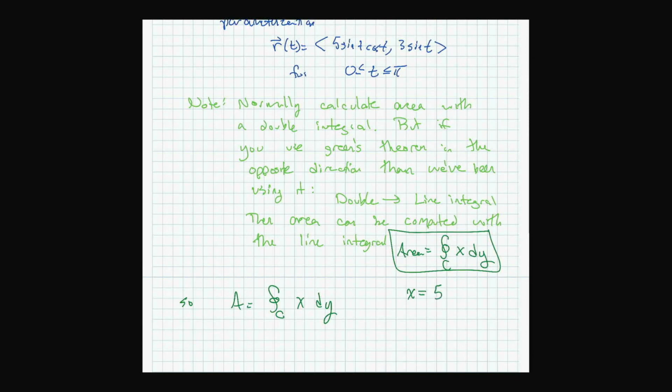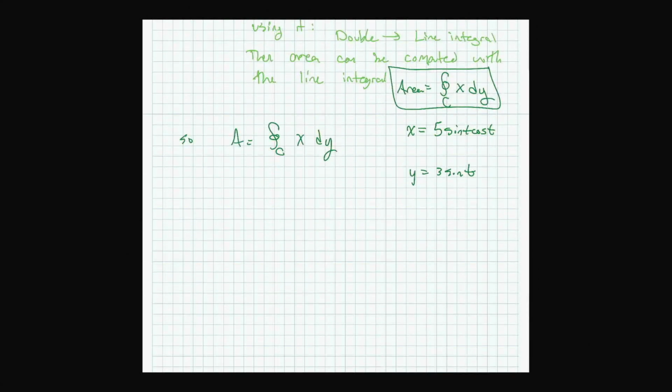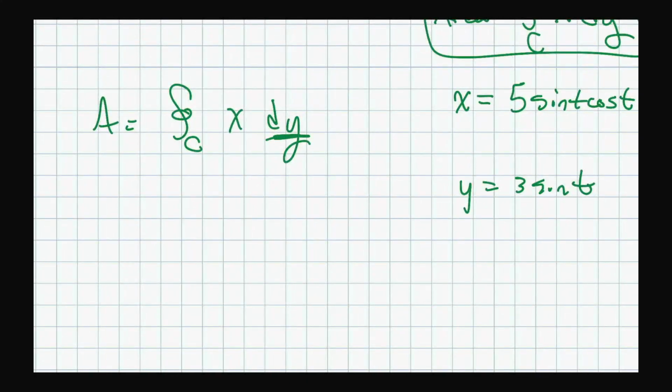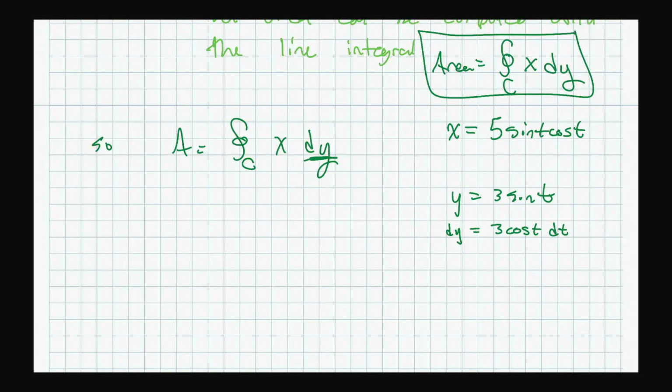you know you have x is given as 5 sine t cos t, right? And you have y as 3 sine t, then it's not going to be hard to find the dy here, right? dy dt is going to be 3 cosine t dt. You don't need dx, and we can just substitute this into the formula.